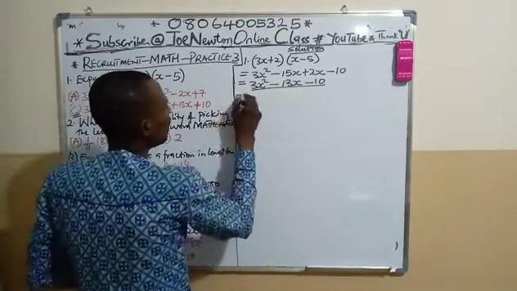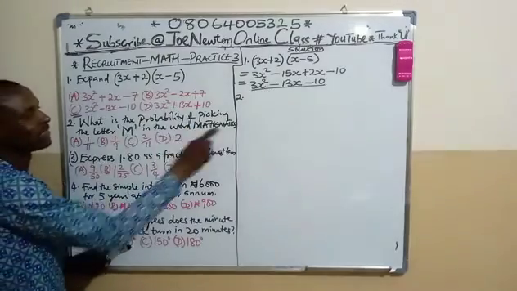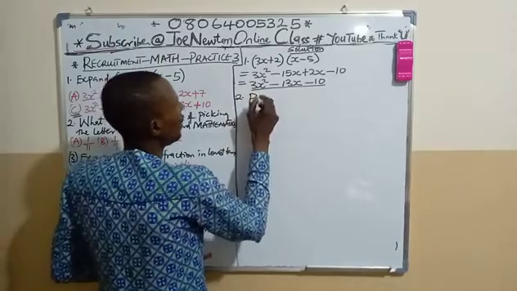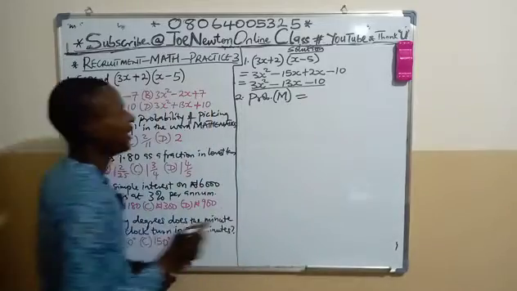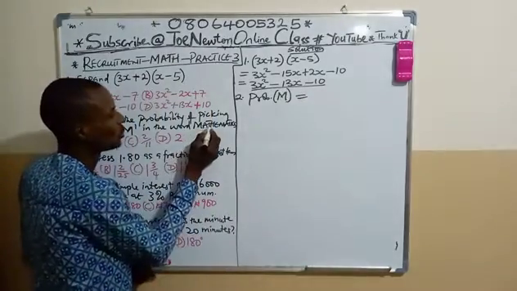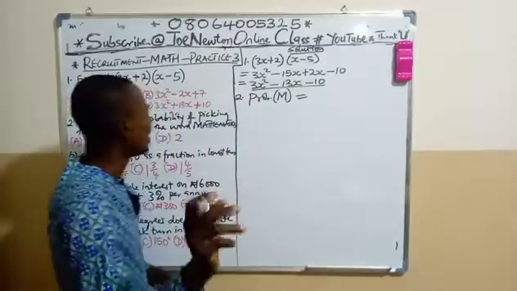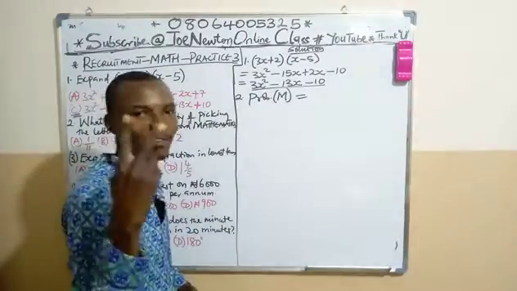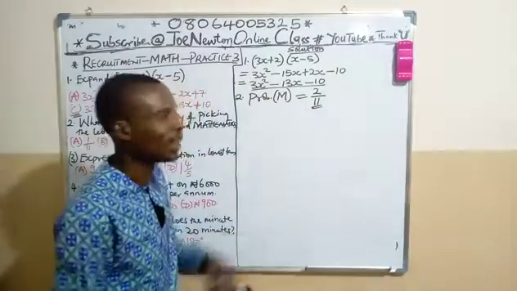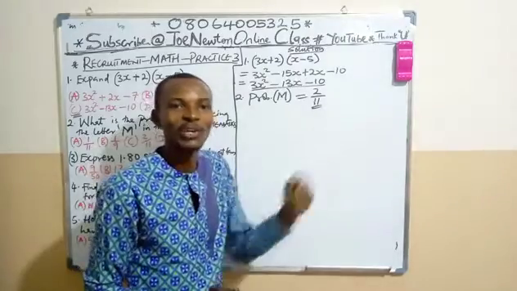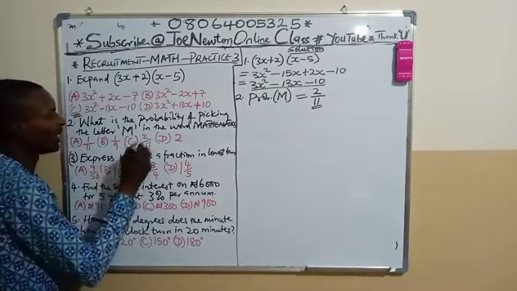Then number 2, quickly. What is the probability of picking the letter M in the word mathematics? So probability of letter M in the word mathematics, we have 1, 2, 3, 4, 5, 6, 7, 8, 9, 10, 11. 11 letters. And the M appeared twice, 2 times. That will give us 2 over 11. Simple. Remember, if it is a number that can be reduced to lowest term further, you continue and reduce to lowest term. Okay, so that gives us option C is the answer.